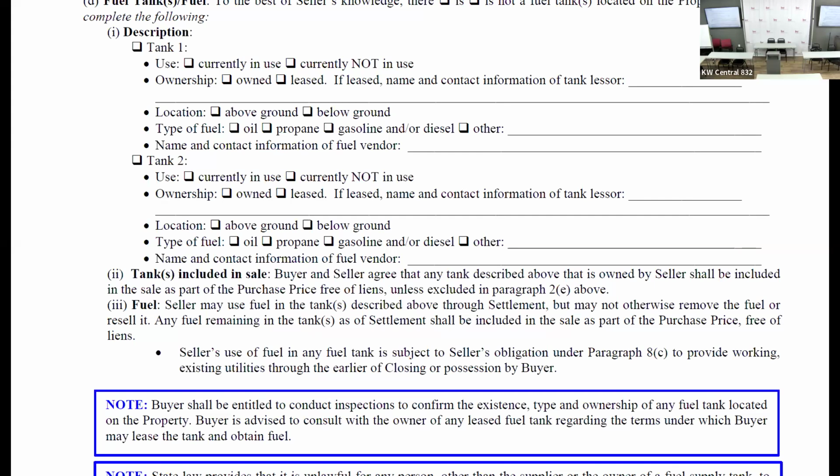Fuel that's in the tank. Seller may use the fuel in the tanks described above through settlement, but may not otherwise remove the fuel or resell it. Any fuel remaining in the tank as of settlement shall be included in the sale as part of the purchase price, free of liens.